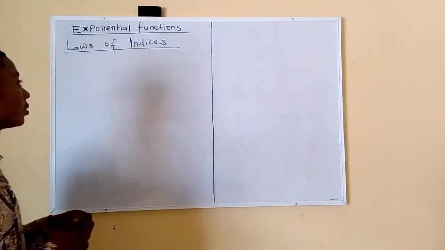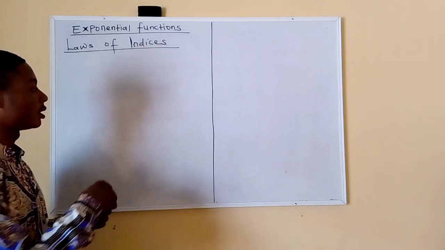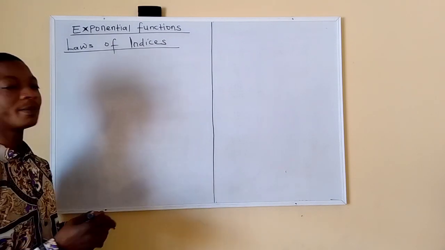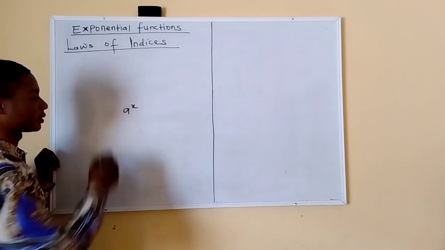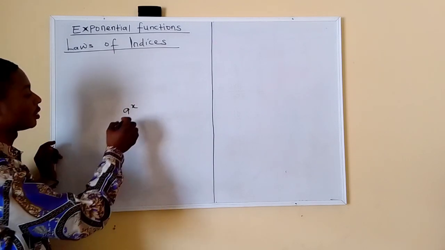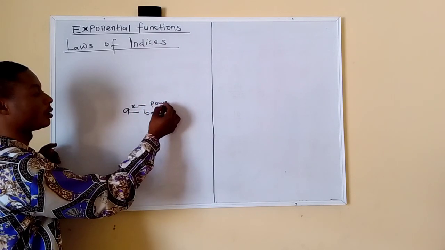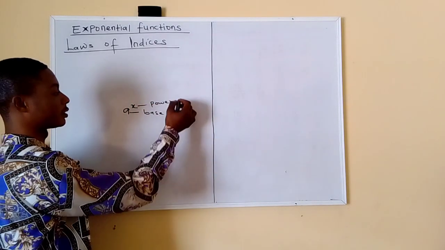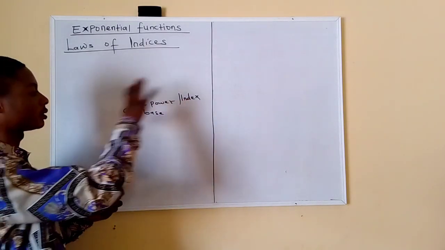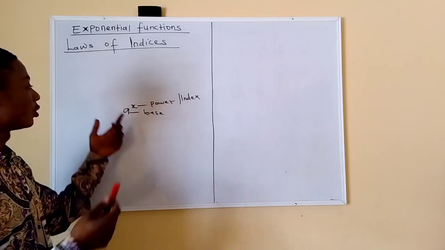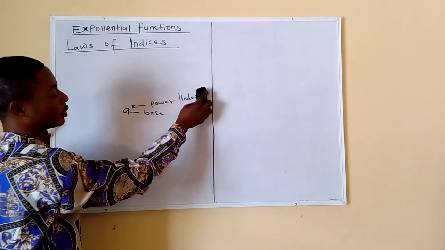Alright, so when we talk about indices, we are talking about that aspect of math that deals with a number, that is a base, and a power. Something like a raised to the power of x. In this expression, a is called the base and x is called the power, or you can call it the index. So these manipulations are what we are interested in: how to multiply a number in a base, how to divide, and how to do other sub-expressions.